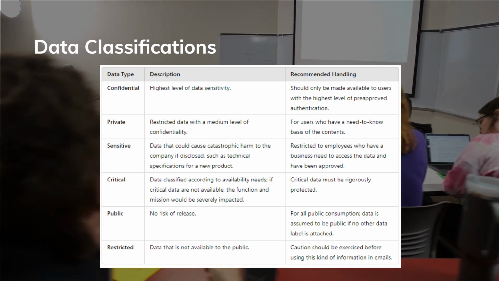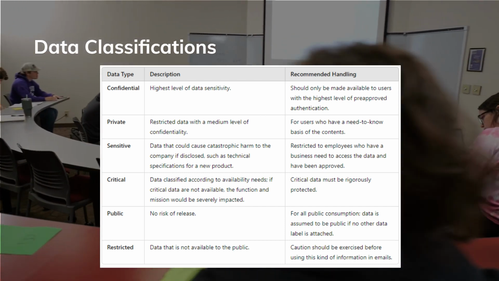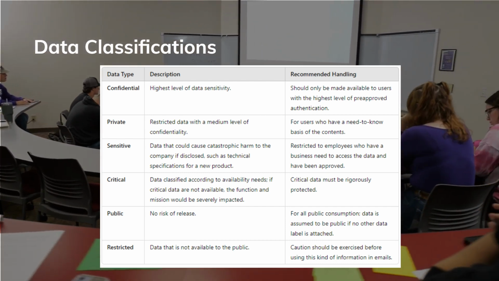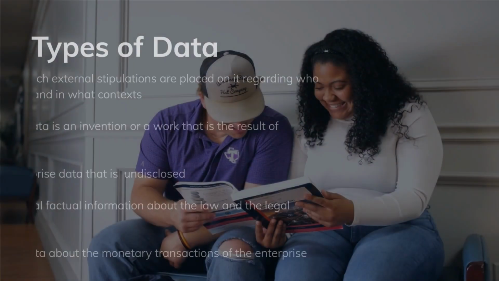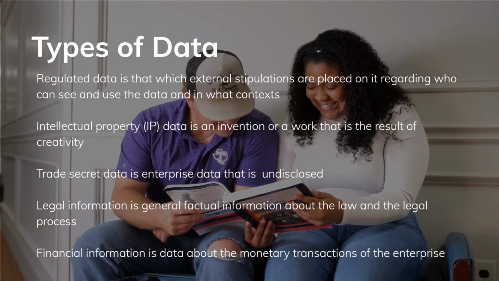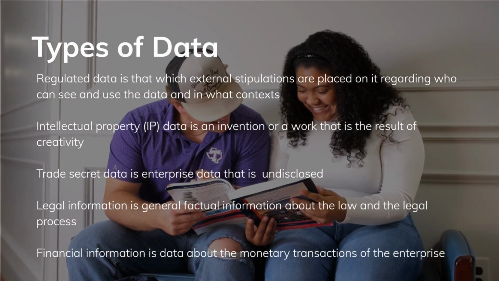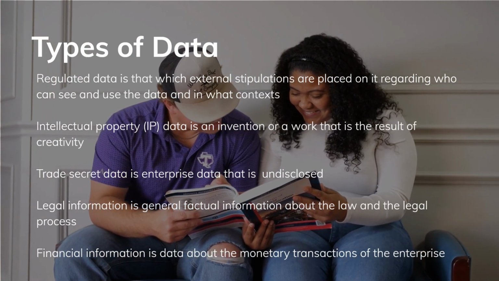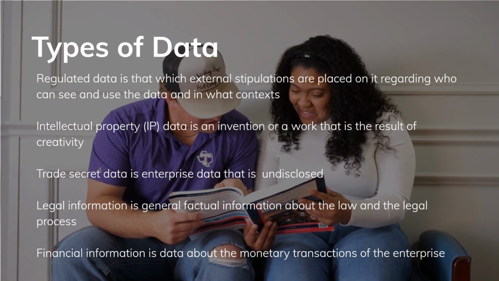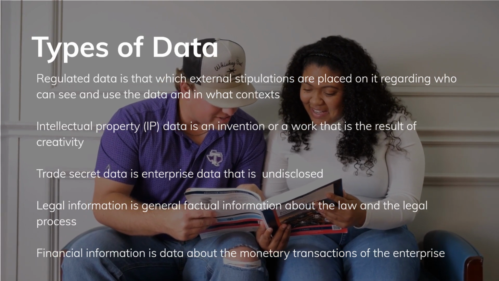By following these recommended handling procedures, organizations can ensure that each type of data is appropriately protected based on its sensitivity and potential impact. Protecting data involves understanding its various types and implementing the necessary controls to ensure its security. Here is a detailed description of different data types, along with explanations.